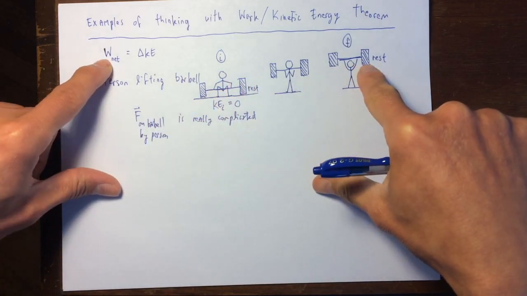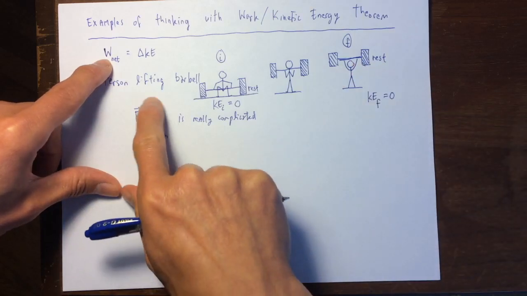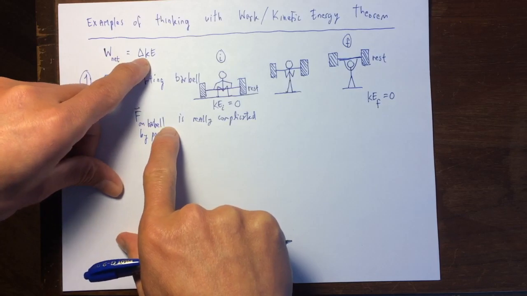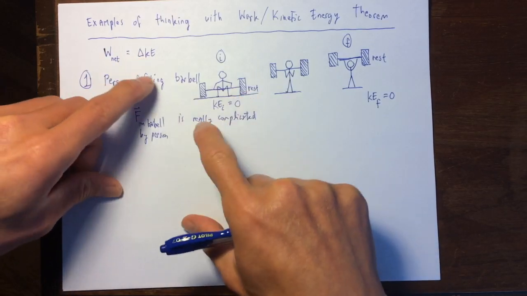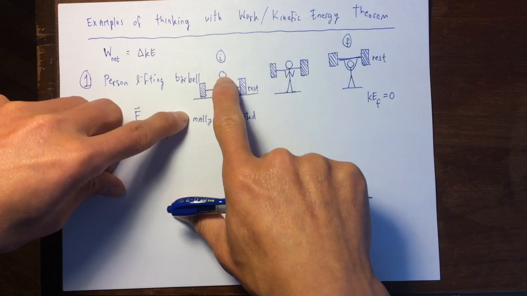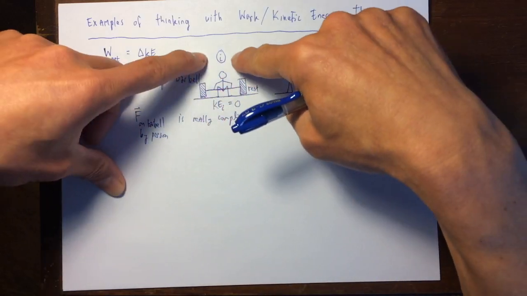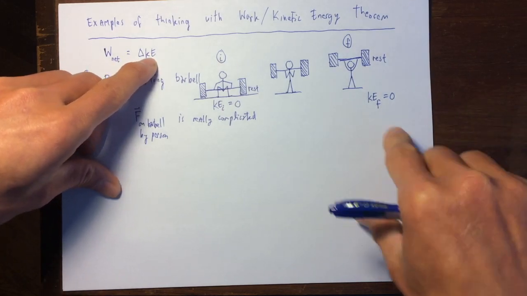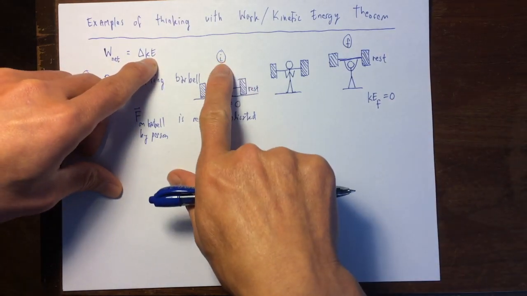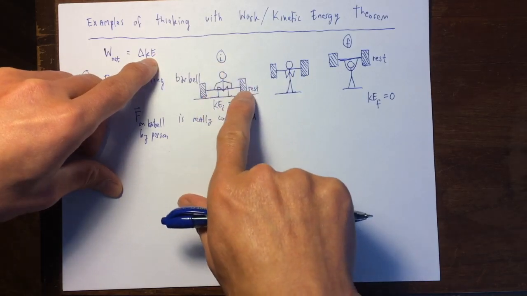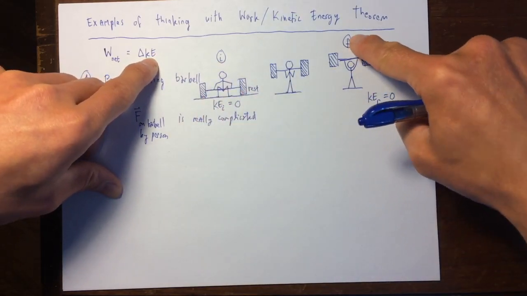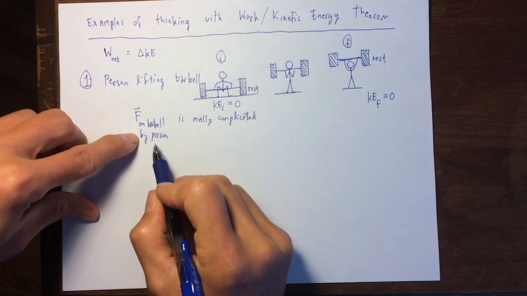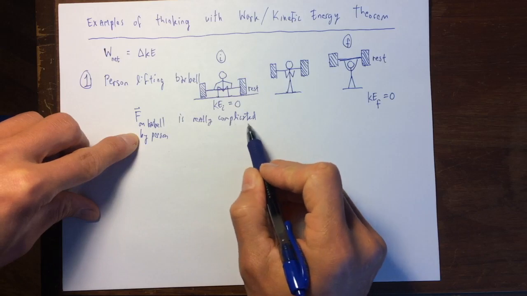We are talking about the net work being done by forces that act on the barbell. And we're talking about the change in the kinetic energy of the barbell. We're not talking about the person's arms or elbows, their head. We're not talking about a bird in the room or the clock on the wall. There's nothing else that we're talking about. We're talking about the kinetic energy of the barbell from one moment in time or place to another moment in time or place.